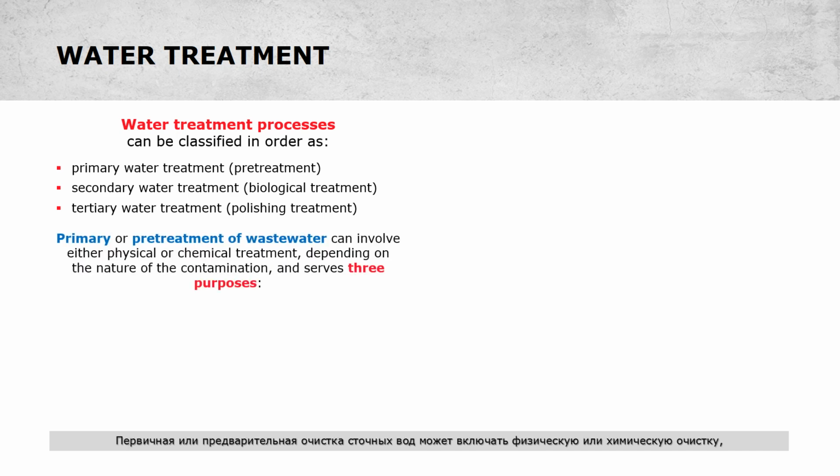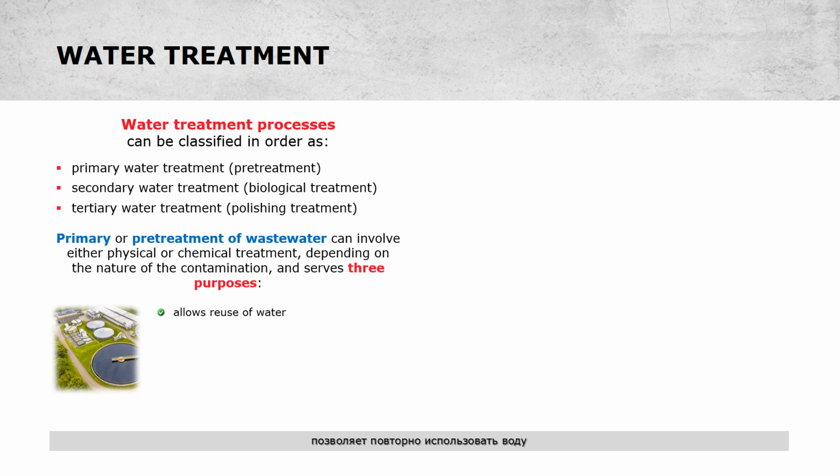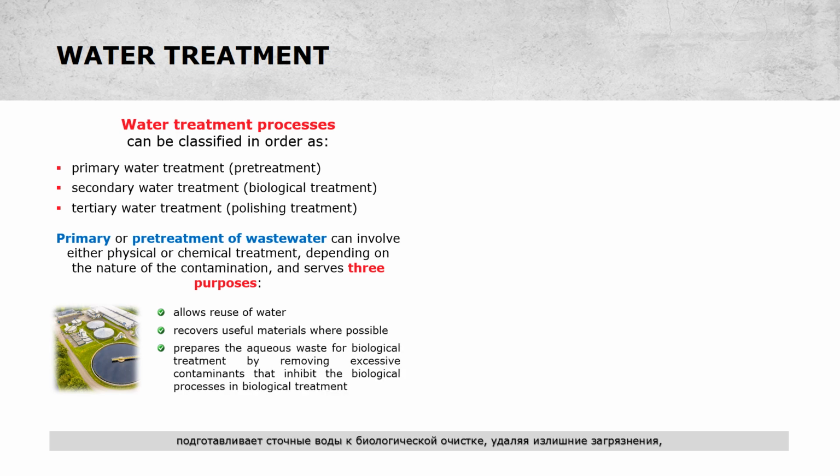Primary or pre-treatment of wastewater can involve either physical or chemical treatment, depending on the nature of the contamination, and serves three purposes. Allows reuse of water. Recovers useful materials where possible. Prepares the aqueous waste for biological treatment by removing excessive contaminants that inhibit the biological processes in biological treatment.